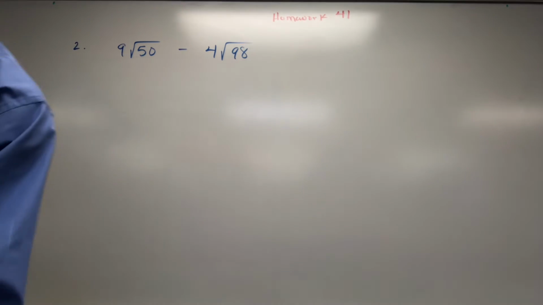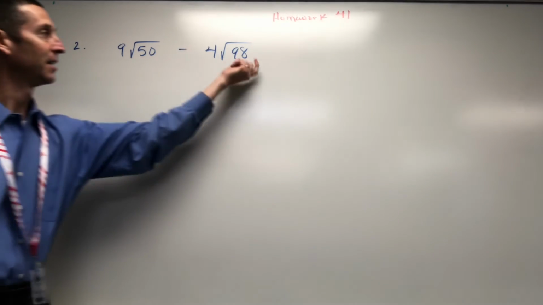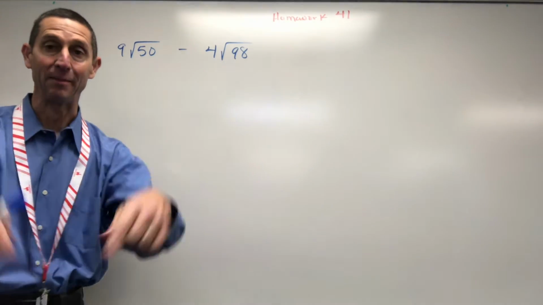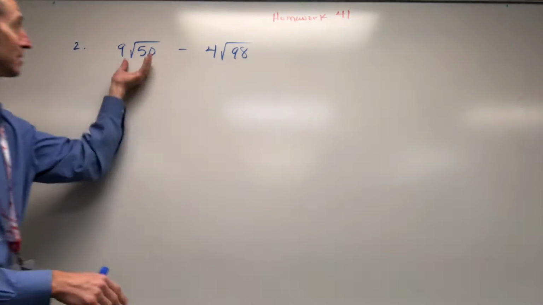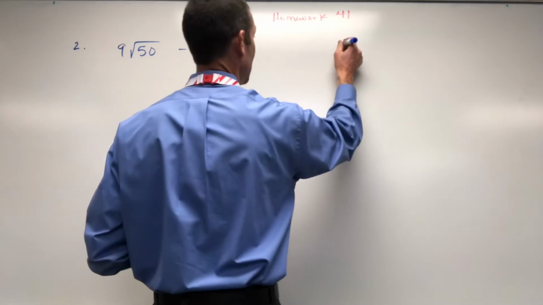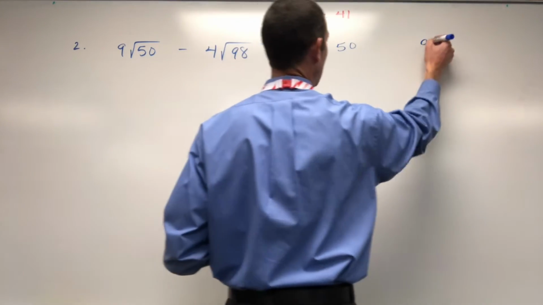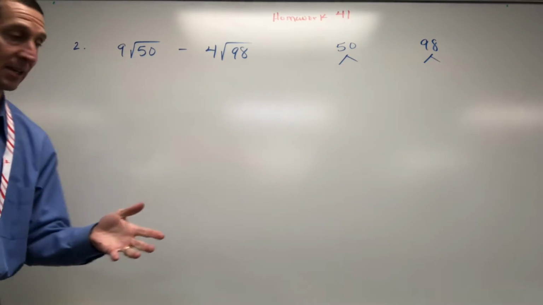So the rule for adding and subtracting is pretty straightforward. This and that, they got to be the same. Clearly right now you do not have the same stuff underneath the root sign. This is the 50, this is the 98. So for this homework 41, jump over with the 50, jump over with the 98. We're going to factor tree those guys down.